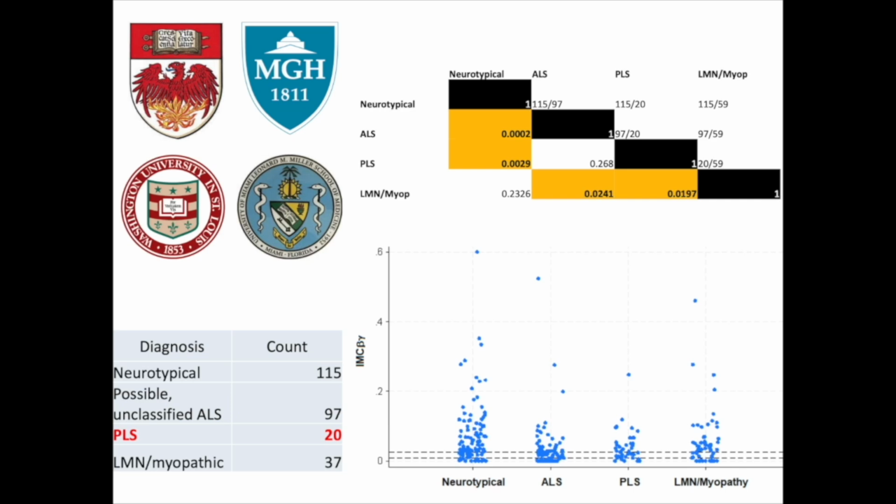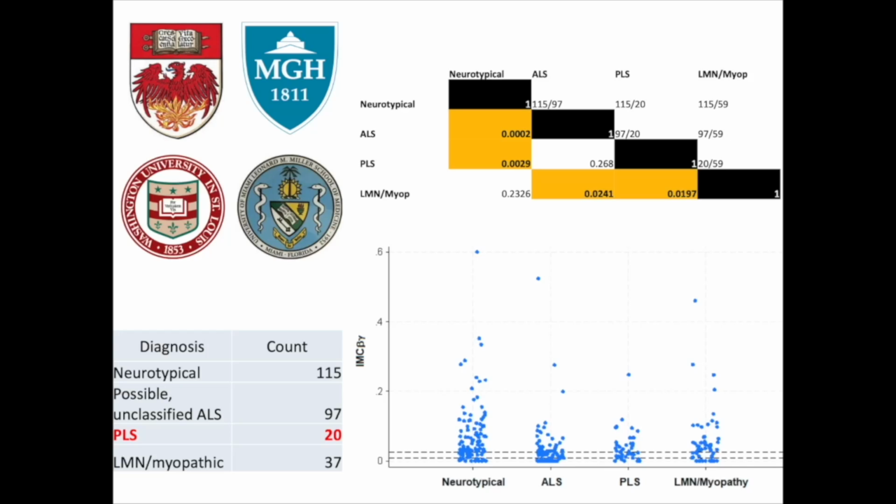This is a multi-center study. Four sites have been involved, including Dr. Benatar and Joanne, who have kindly contributed largely to this study. This study we have done is on the lower panel on the right side. This is a scatter plot of intermuscular coherence beta gamma in 20 PLS patients, and we also have included 115 neurotypical subjects and some early ALS cases.